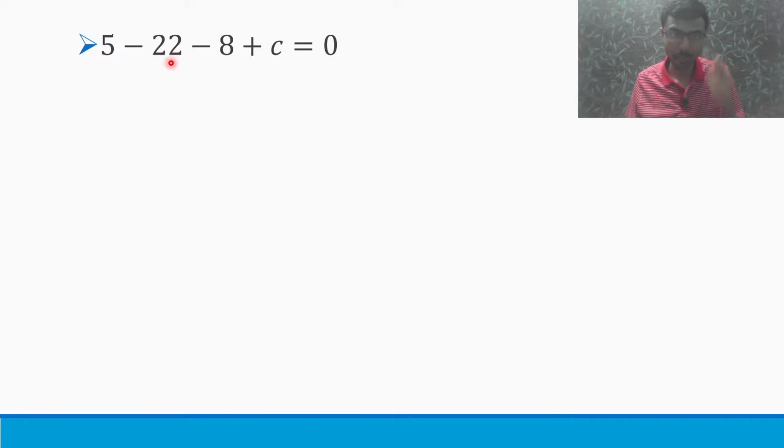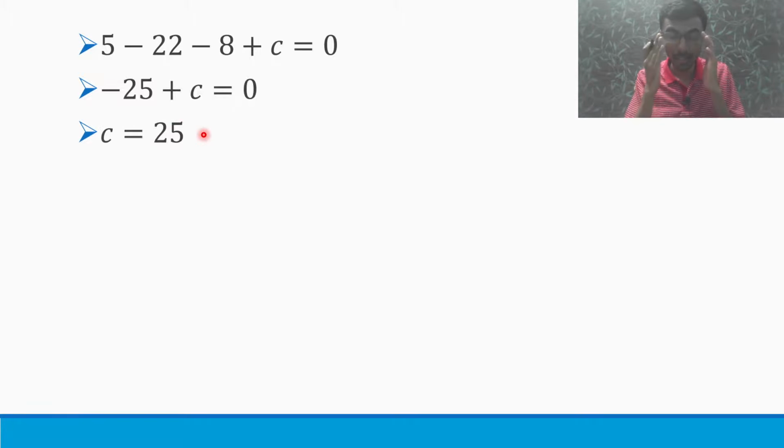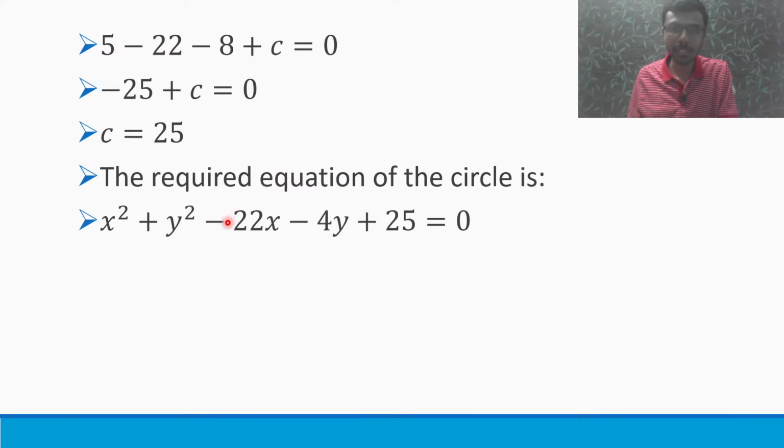Now see, 5 minus 22 is -17, -17 minus 8 is -25. Other way, 5 minus 8 is -3, -22 minus 3 is -25 plus c is equal to 0. Send this -25 there, this will be positive and c will be 25. Now I got g, f and c. Just substitute them. The required equation of the circle is this. g is -11, so here there would be 2g, so minus 22. Here there would be 2f, so minus 4, and c is plus 25.